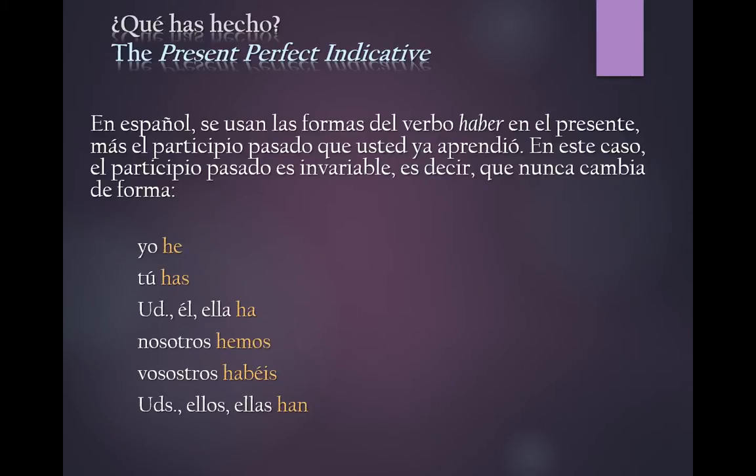So we use the forms of the verb haber, which you can see on the screen. And the verb haber is very irregular. You can see the yo form, yo he. It doesn't end in an o or an oy. All of the forms of haber are irregular, and you need to memorize them.